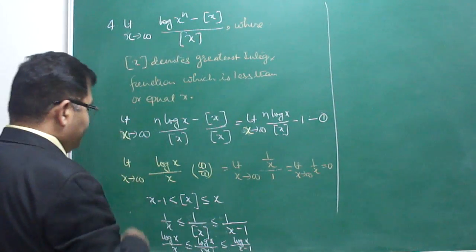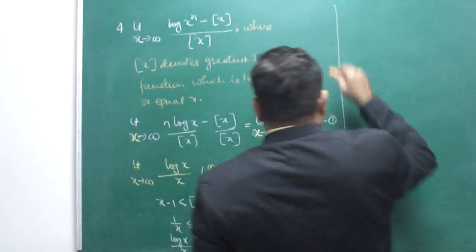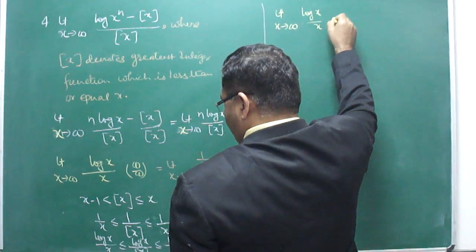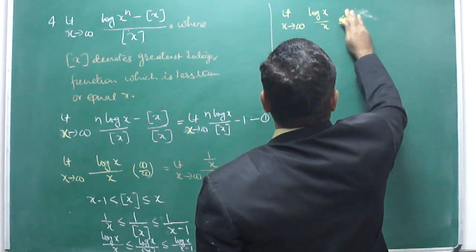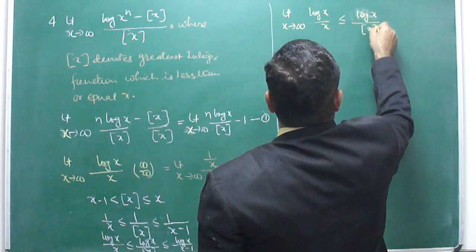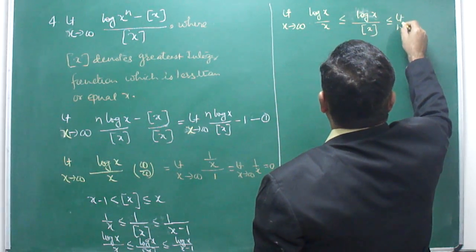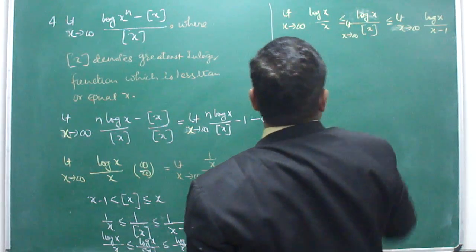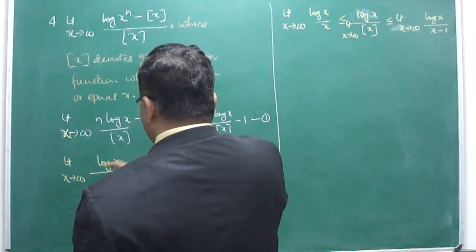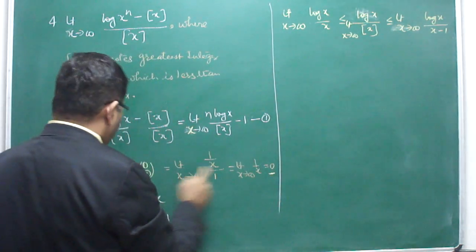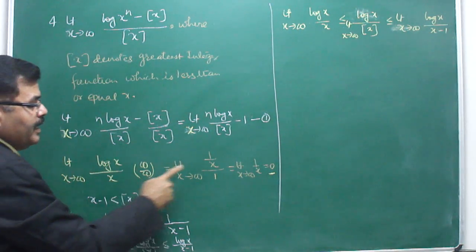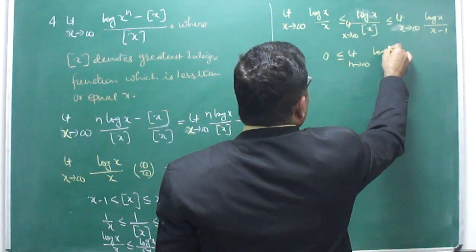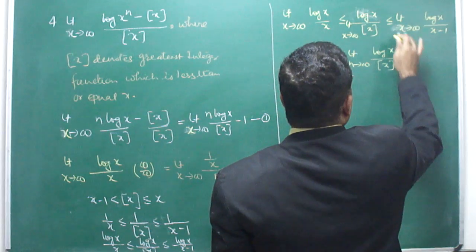Now if I take the limit as x tends to infinity, log x by x is less than or equal to log x by the greatest integer function of x, which is less than or equal to log x upon x minus 1. We have seen that limit as x tends to infinity of log x by x is 0, nothing else but 0. So this is 0, and less than or equal to limit of log x upon the greatest integer function of x, and this will also be 0.